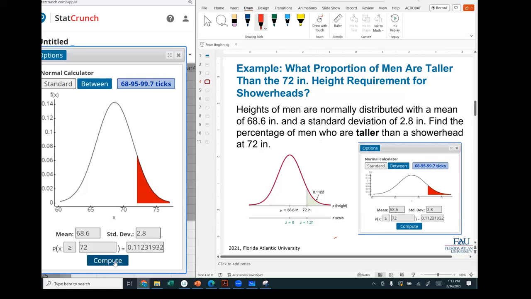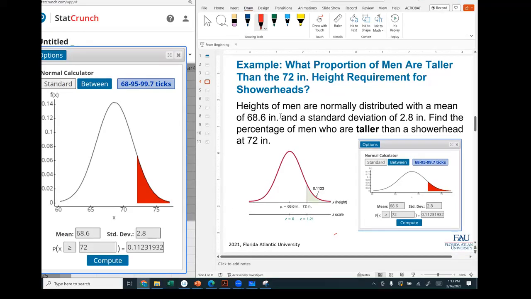And now this is not the percentage, this is the probability that men are greater than 72 inches tall, which is exactly what we're getting here, 0.1123. So we got our answer.